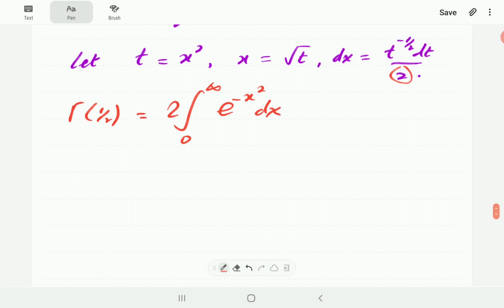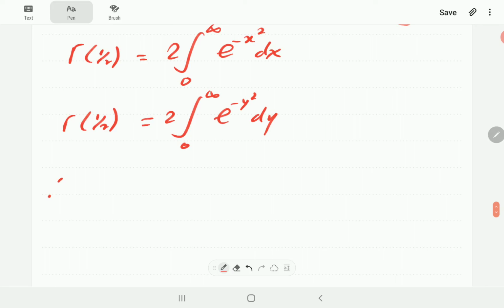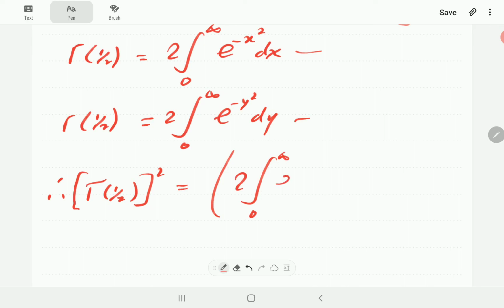Now, since x is a dummy variable, we can rewrite this in terms of another dummy variable y. Then if we multiply these two, the gamma of 1/2 squared is going to be this times this. So let me just write them out here: 2 times the integral from 0 to infinity of e to the minus x squared dx, and then 2 times the integral from 0 to infinity of e to the minus y squared dy.